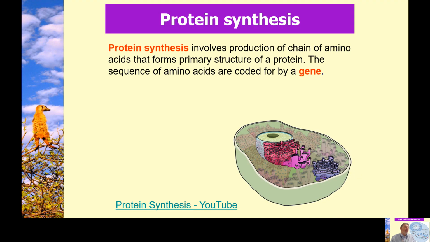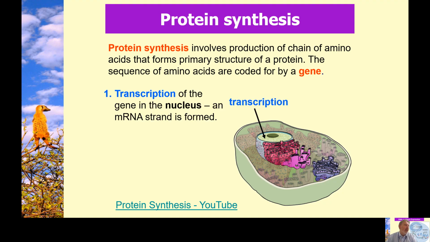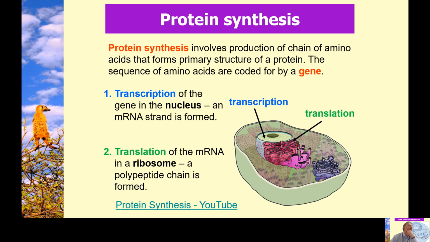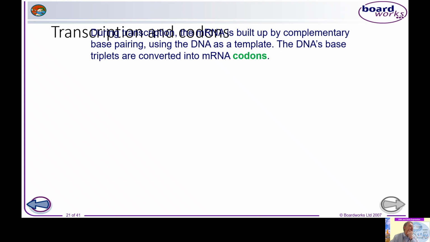We're putting these amino acids together to make our primary structure, and that's coded for by the DNA and the RNA. Transcription of the gene is when we have the mRNA strand formed. Translation is when the mRNA via a ribosome makes the protein or the polypeptide chain. Again, there's a video of this, which I'll link up and it should appear on the video about now.